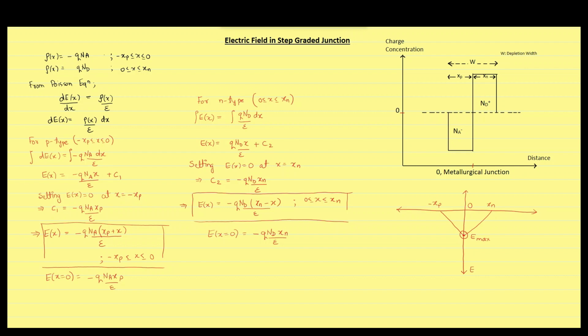Even though we have two different values of electric field at the metallurgical junction, since electric field at a point can have only one value, both these values are equal. By equating these two equations, we can find a very important relation. I have already derived this expression earlier. This is just another way of deriving it. I hope you understood the derivation as it is quite important.